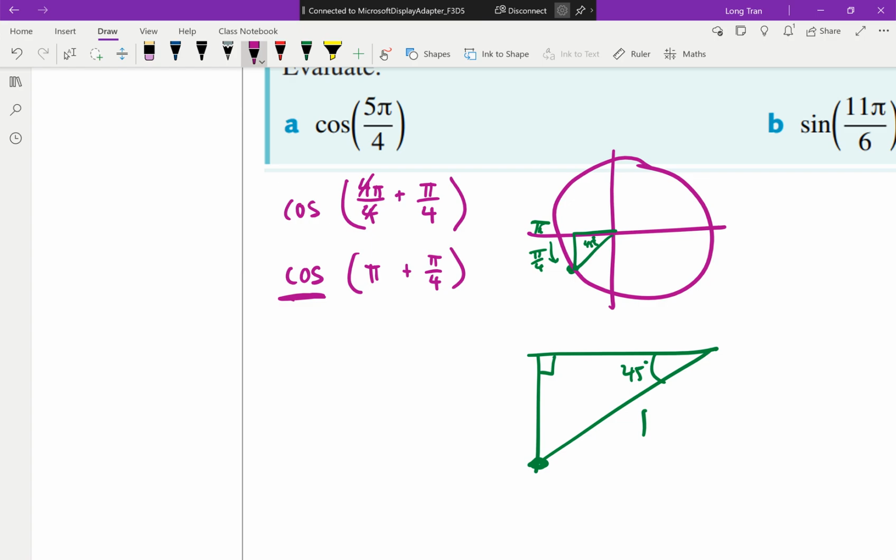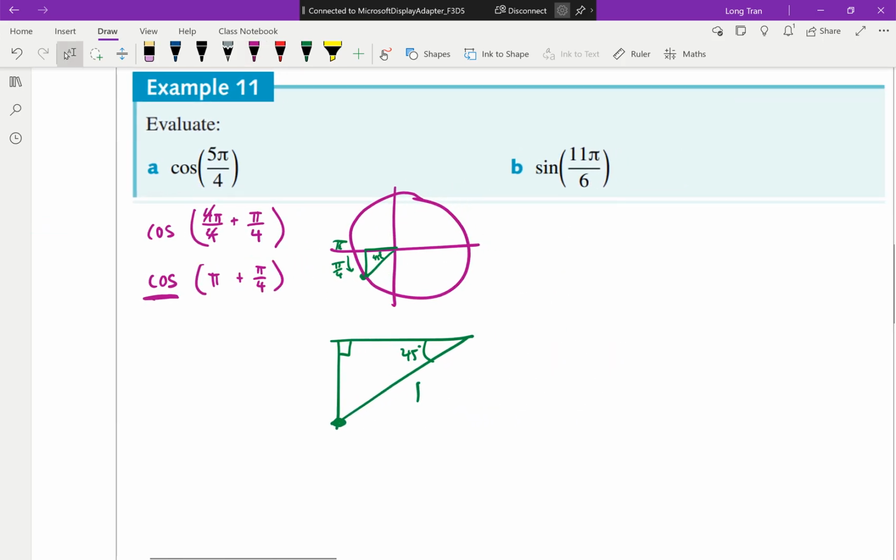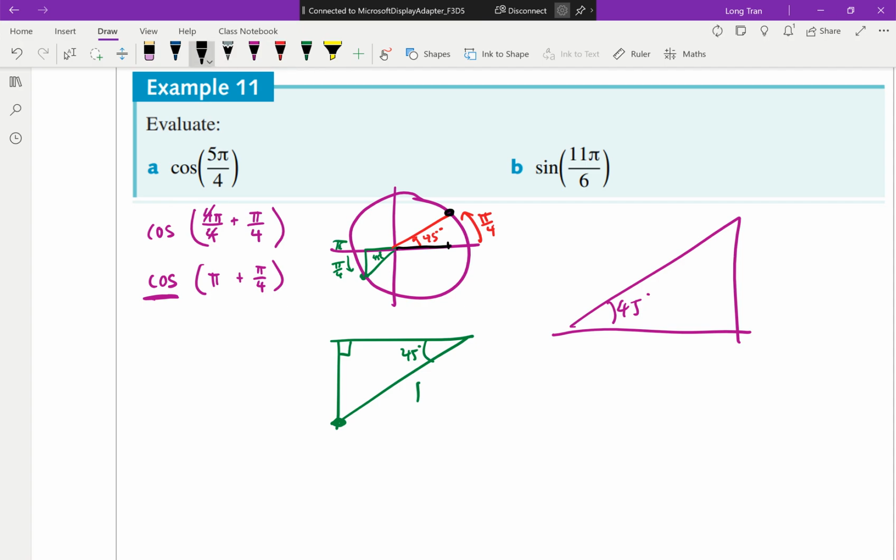Now, how do you know what that value is? You go back to your exact values. Look at your exact values chart. We know when it's 45 degrees, which I'm going to draw over here, this is where 45 degrees is, in the first quadrant. That's equivalent to pi on 4. We already have an exact values chart that tells you how far that is. What is cos of pi on 4? Square root 2 over 2.